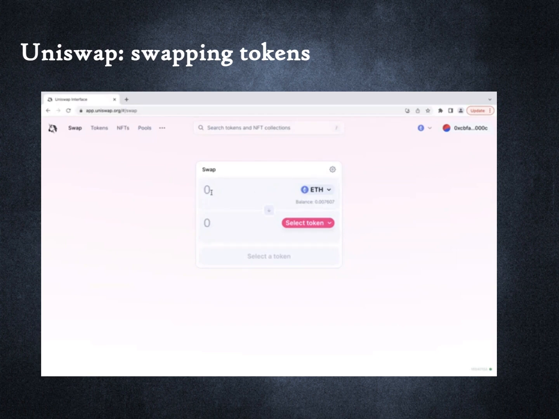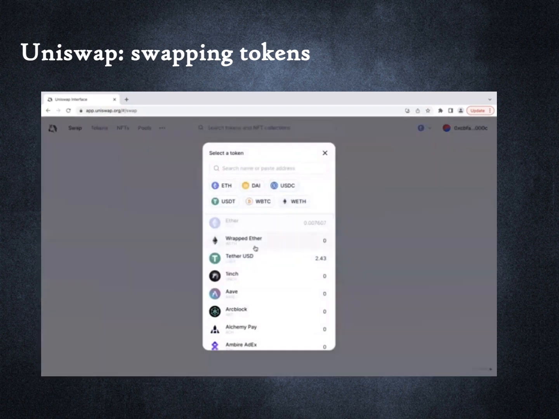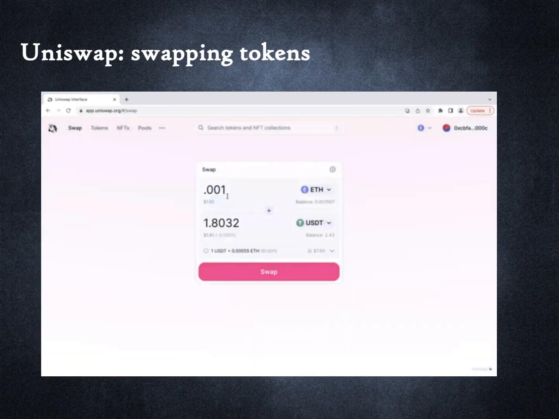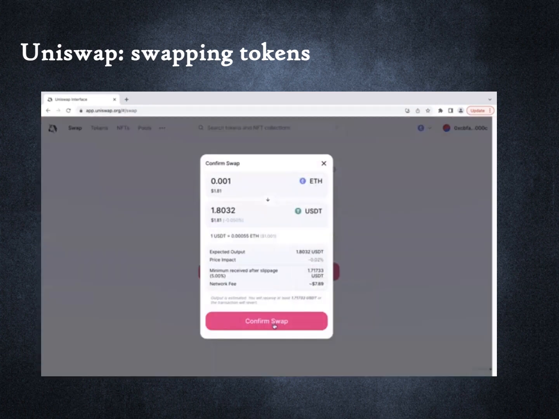I am swapping Ether for Tether. My input is Ether. The trading fees of 30 basis points is calculated on the input. It is deducted behind the scenes and added to the non-fungible tokens of the liquidity providers. The output is Tether. I click on the swap button. Now, I come to another screen which I need to accept for the transaction to go through. Next, we will review the screen.